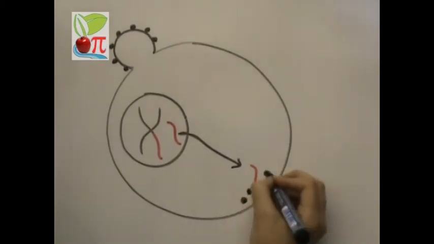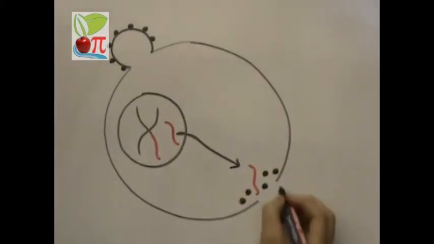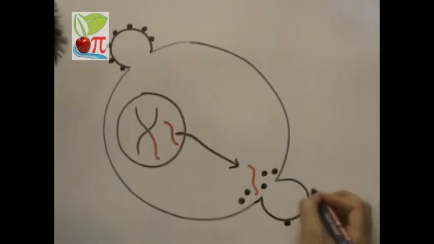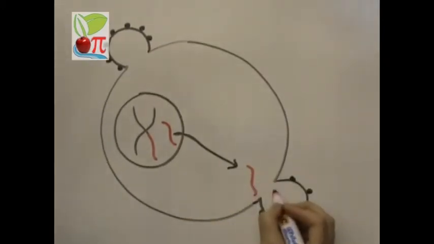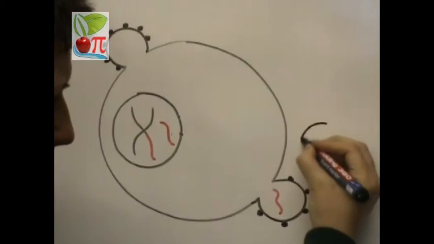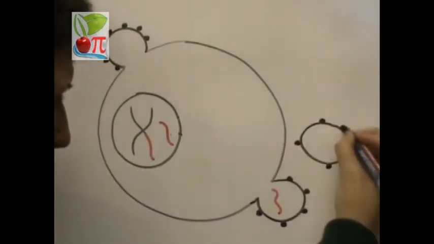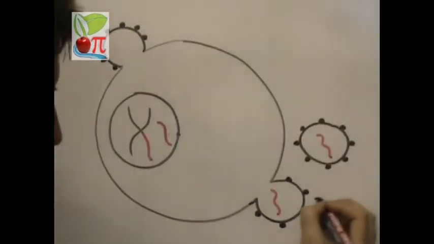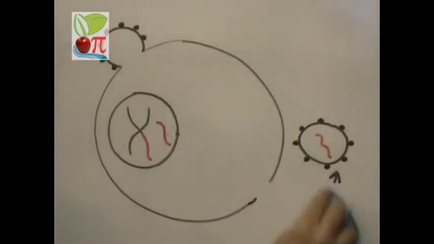These new viruses are then released from the cell, taking with them part of the cell membrane. After a number of viruses have been released, the cell becomes so badly damaged the cell dies. The newly released viruses mature inside the body, ready to infect more cells.